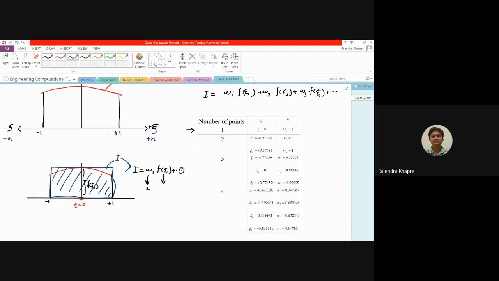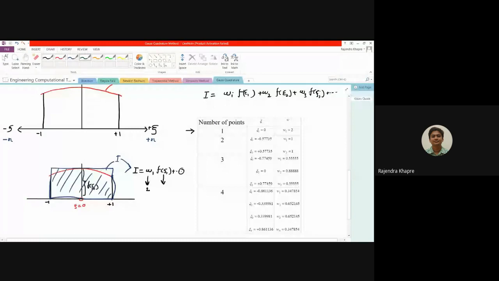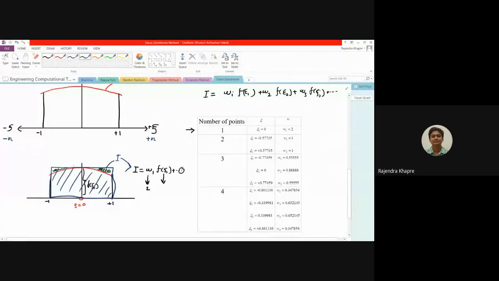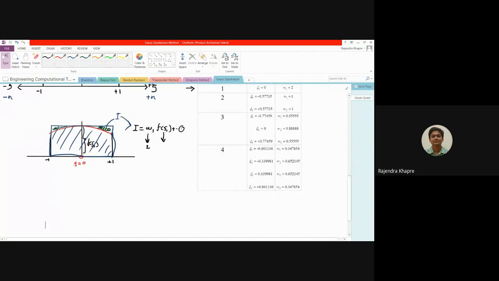Okay? But here you see, when I am using only one integration point, things are not as per the actual solution, because here you can see there is an error. Here you must be seeing the error, right? This part is excessive. So because of this, when you use only one integration point, your solution is not correct. So for this purpose you have to use at least two integration points. When I say two integration points, it will look like this.